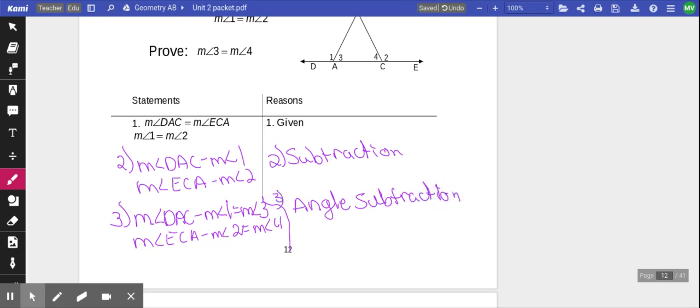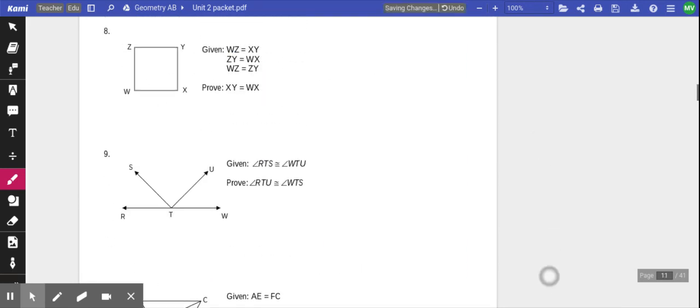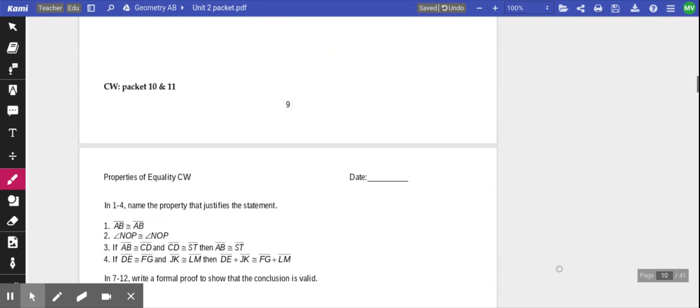And then our last step is finally substitution, which is where we can say the measure of angle 3 is equal to the measure of angle 4. Oh, I forgot my equal sign up here. Sorry about that. And then that's substitution. So I should have done those steps in yesterday's notes. So I'm going to go back up here to show you where I should have done that.